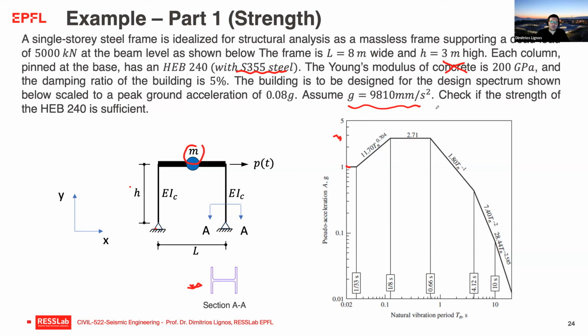And the first question I'm supposed to answer is if the strength of the HEB 240 is sufficient for this lateral load. So this means that the question at this stage doesn't consider what we discussed so far in terms of stability and drift limitations. Essentially, the problem asks me to evaluate the adequacy of the design with HEB 240s for the anticipated seismic load that I'm going to derive from the spectrum that you see here on the right of your figure.